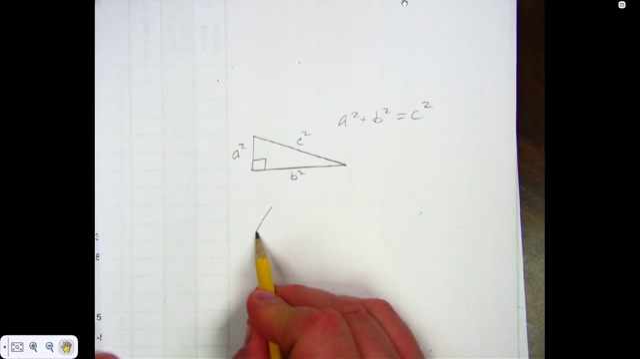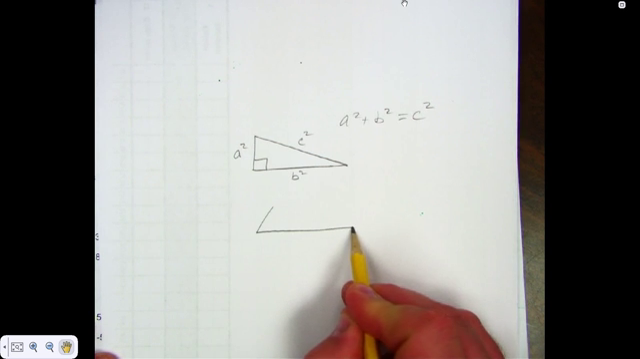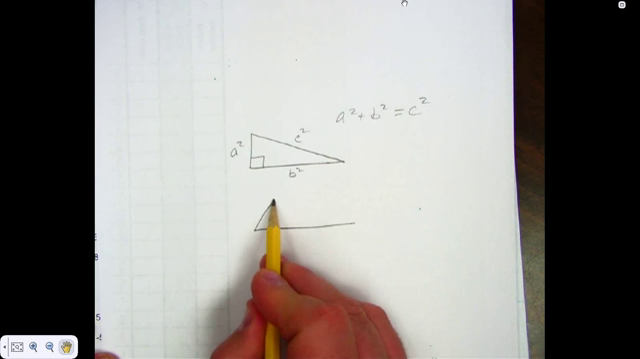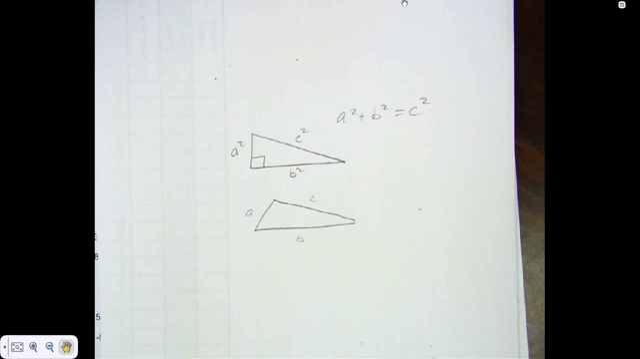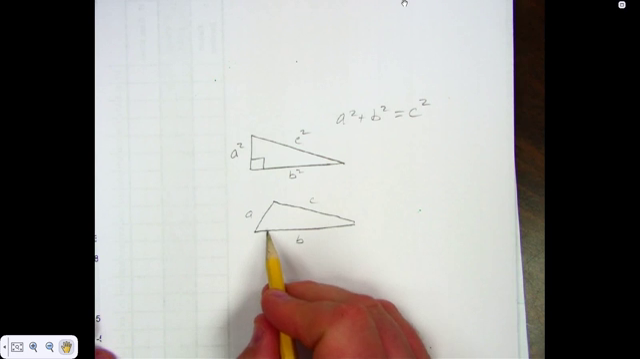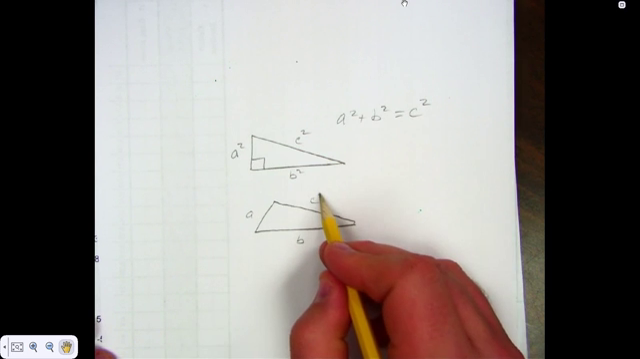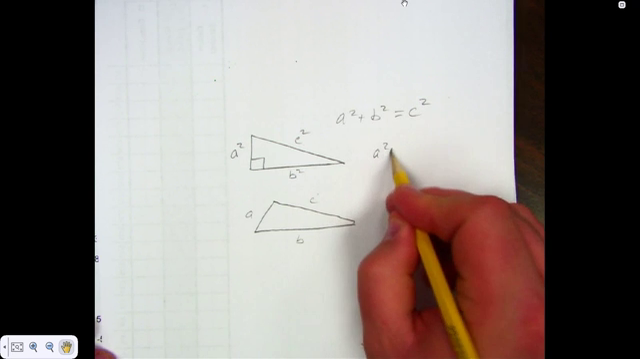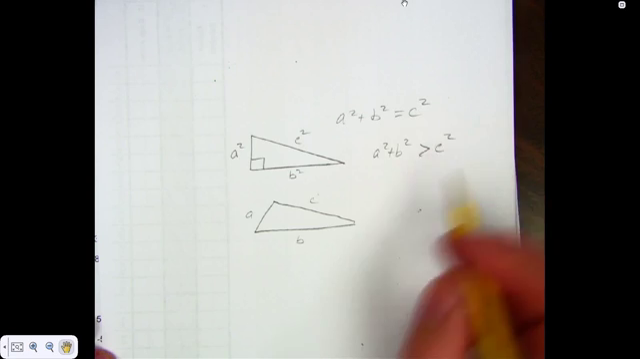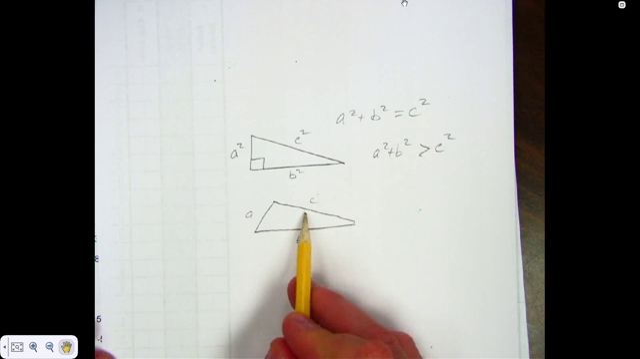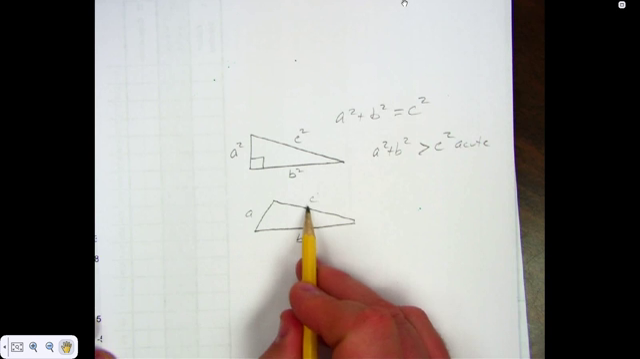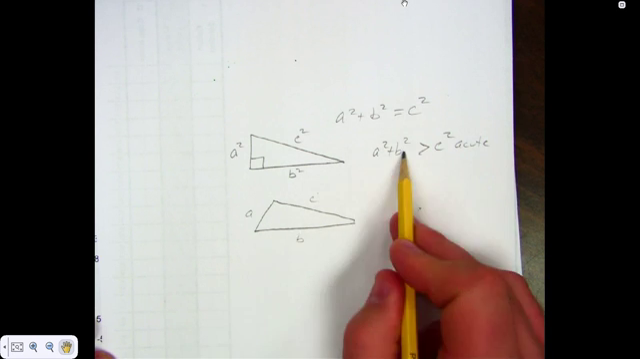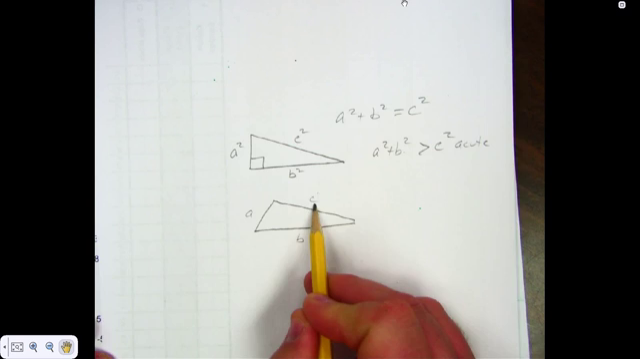Okay, here, if I did it kind of like that, I'm going to roughly make them about the same length. The hypotenuse got smaller. What happened? This angle got smaller. So what's happened? C squared got smaller. So when a squared plus b squared is bigger than c squared, because c got smaller, it's acute. As this angle gets smaller, c gets smaller. So the a squared plus the b squared is bigger than the c squared, right?